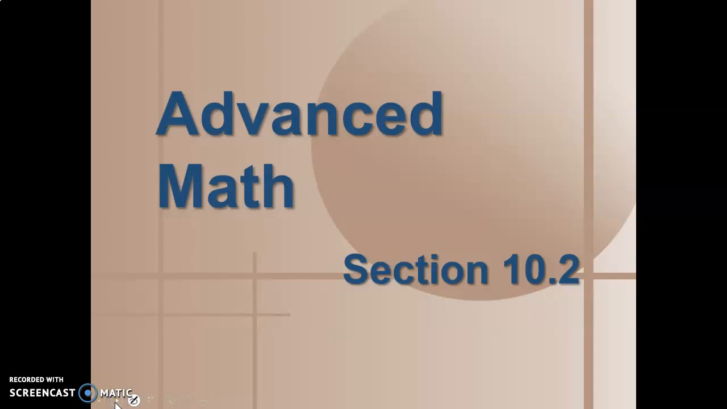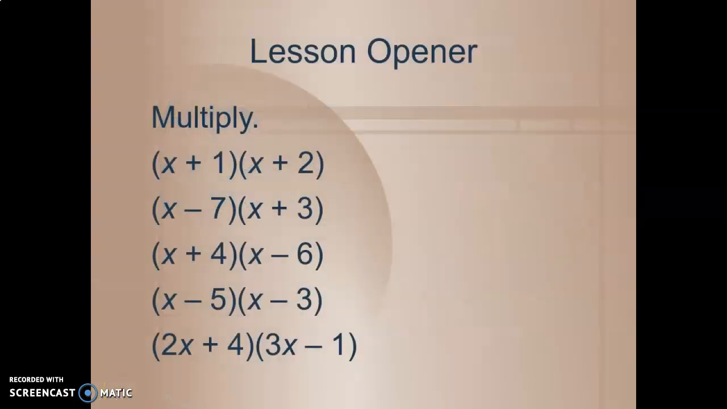Alright, so section 2 of factoring. Let's start with a quick lesson opener and review how to multiply binomials. Hopefully you remember that we can multiply a couple of different ways, but basically we're going to multiply the first times the first, the outside terms, the inside terms, and then the last terms. Our acronym to remember that is FOIL.